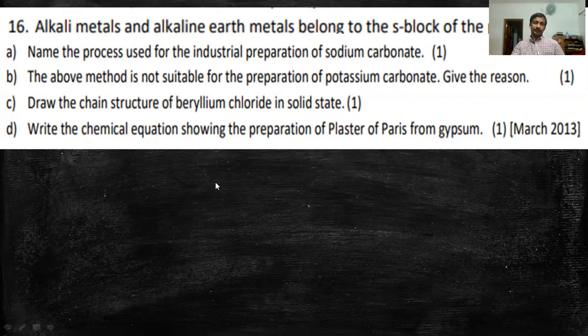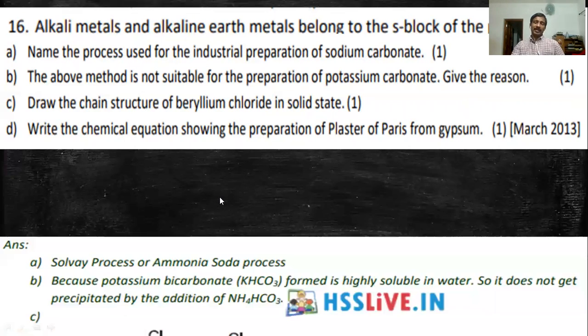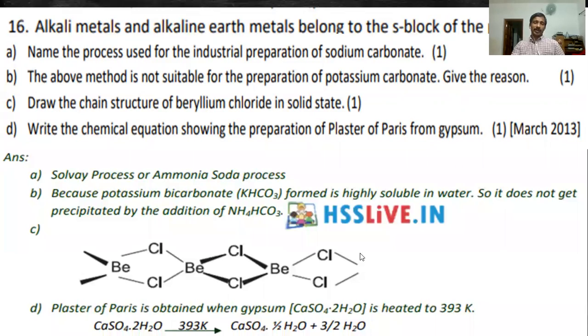Repetition of question. Draw the chain structure of beryllium chloride in solid state. This is the chain structure of beryllium chloride in solid state. Write the chemical equation showing the preparation of plaster of Paris from gypsum. Heat gypsum, CaSO4·2H2O, at 393 Kelvin. Then you will get plaster of Paris, CaSO4·½H2O. If you heat it above 393, then dead burnt plaster, anhydrous calcium sulfate, will form.